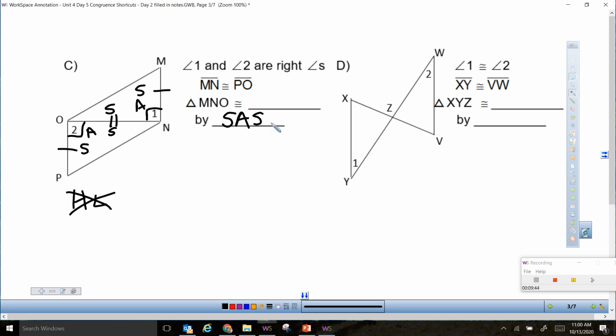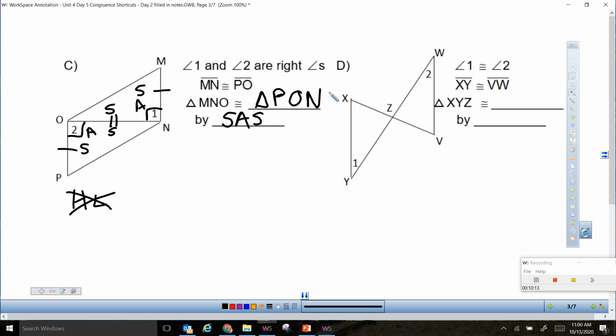Now I need to finish that congruent statement and say that triangle MNO is congruent to triangle what? We start at the top and go down the short side. So this would be C-O-N. So triangle C-O-N.